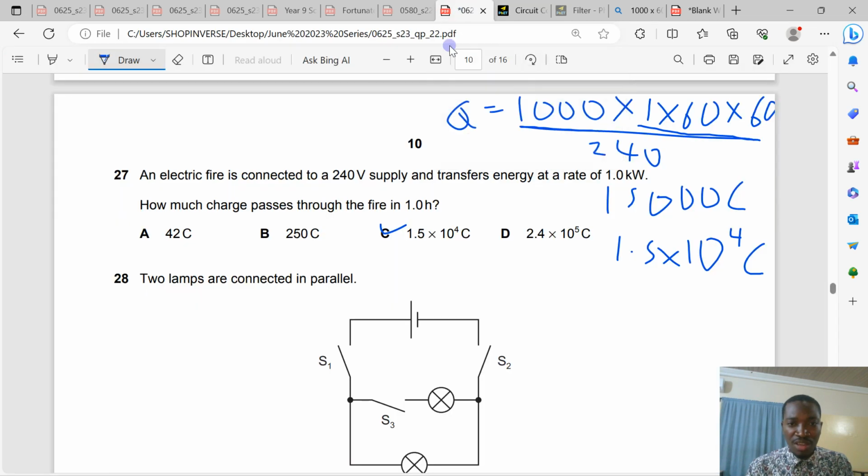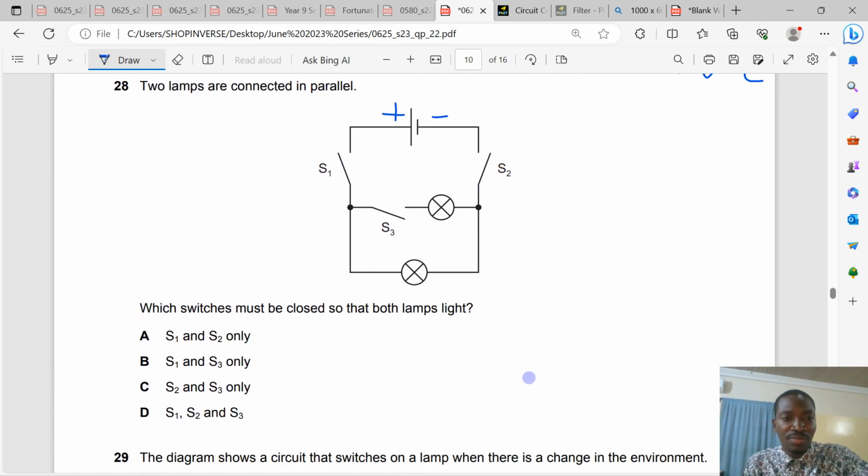And that's what we have here. The battery positive terminal on the left hand side, negative terminal on the right. We have a lamp here, then three switches, 1, 2, 3. The question says, which switches must be closed so that both lamps light?